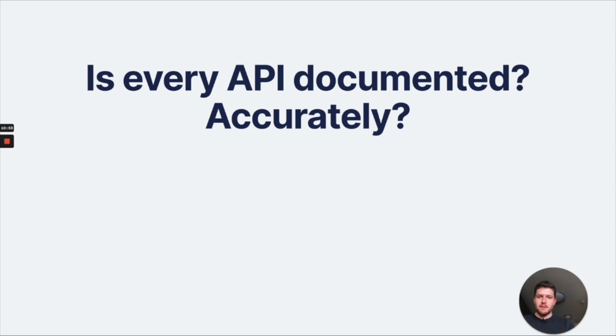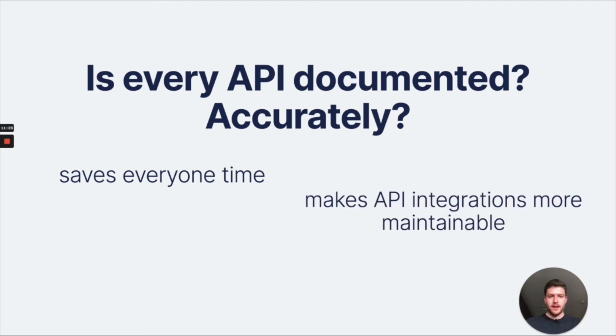So is every API documented, and is it documented accurately? This is really important because it saves everybody time. It saves the people who are trying to use the API time because they can go figure out how to use it without interrupting you a lot of the time. And the flip side of that, like I said, is your team doesn't have to be interrupted as much. Obviously, conversations will still happen, and they probably should still happen. But good documentation is a placeholder for those conversations and helps everyone move autonomously and faster.